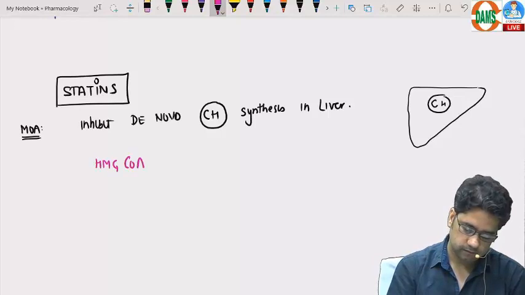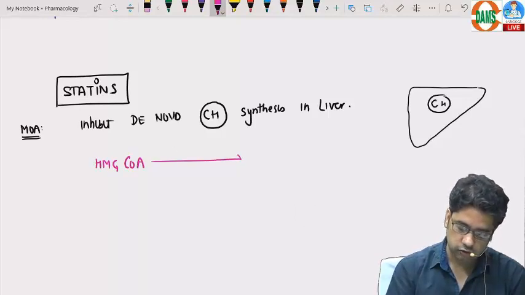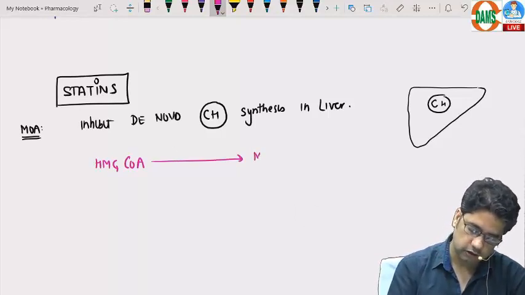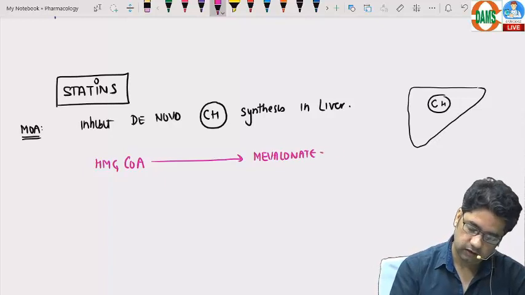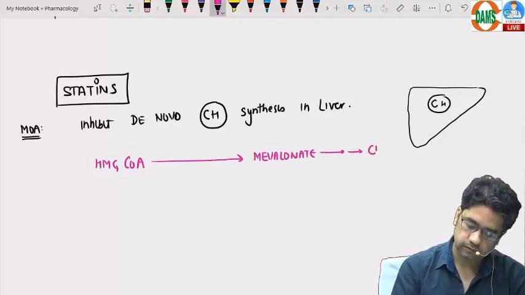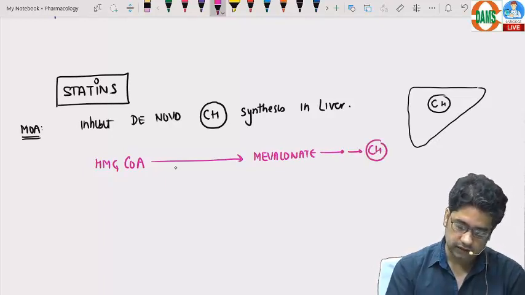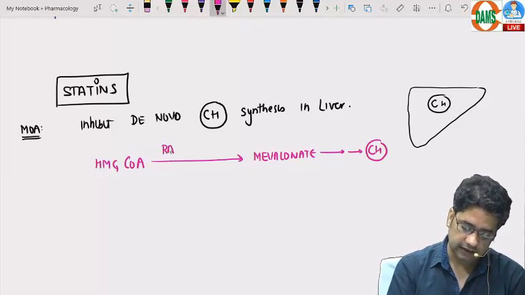HMG-CoA, and this HMG-CoA in the first step gets converted into mevalonate. And through mevalonate, cholesterol is produced. Now this first step you will write is the rate limiting step.